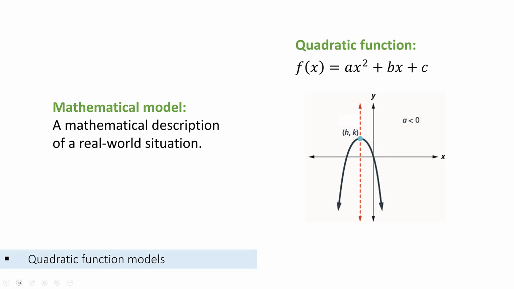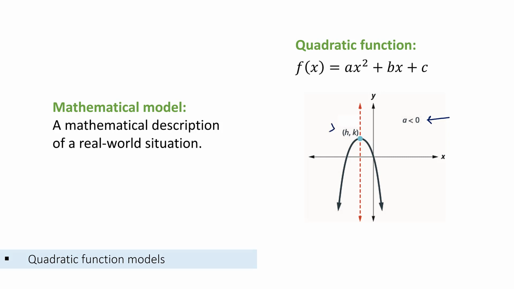The graph of the quadratic function is a parabola. If A is a positive number, the parabola would be opening upward. And if A is a negative number, the parabola will be opening downward, like the example we have on the screen. If you can tell, here it says that A is less than 0. That means that this graph corresponds to a quadratic function where A is a negative number. That's why it opens downward.